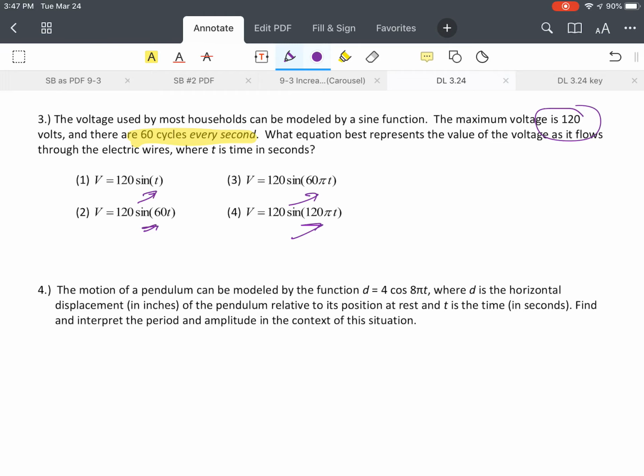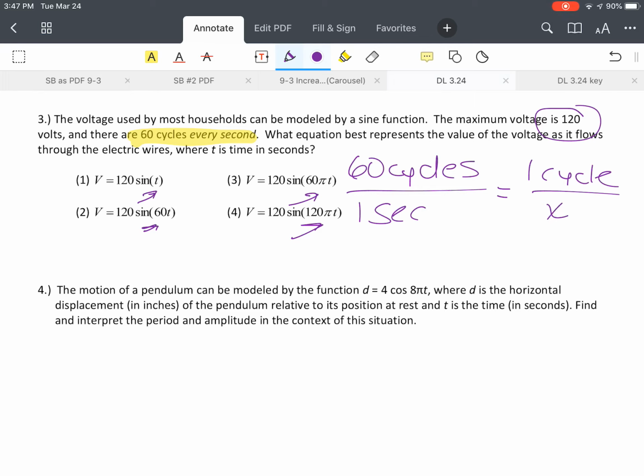So it says there are 60 cycles every second. Well, that's sort of telling us the period. So if there's 60 cycles in 1 second, let's figure out how long it takes to do 1 cycle, because that's what the period is, how long it takes to do 1 cycle. So let's cross multiply. 60x equals 1, x equals 1/60th. So 1/60th of a second is the period.